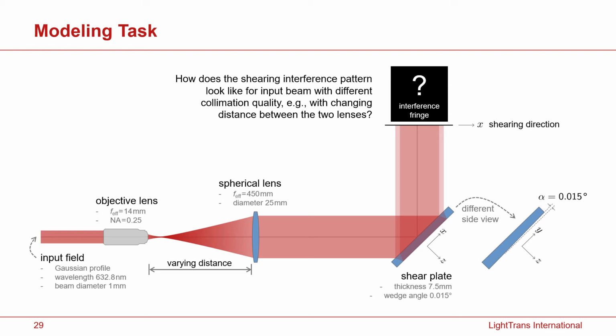The input beam has a relatively small diameter, 1 mm, and after this beam expansion, we can get probably a beam diameter as large as 25 mm, the same as the diameter of the second lens. Now the question is that in practice, how would you like to check the quality of the beam collimation? One typical way is to use a so-called shearing interferometry. And the setup is very easy. You just use a shear plate, which is almost a parallel plane, but with a small wedge angle. In this case, we have a small wedge angle of 0.015 degree.